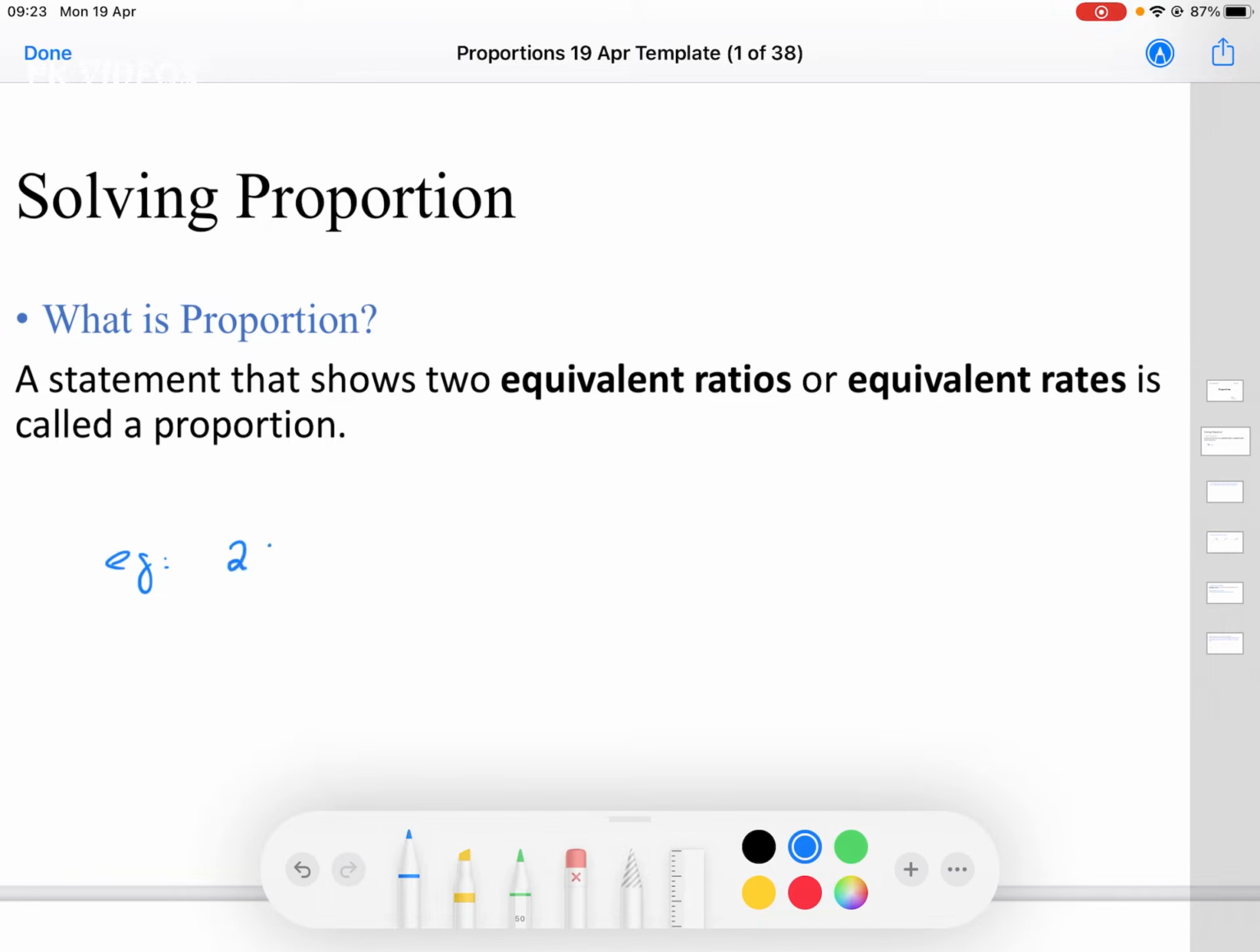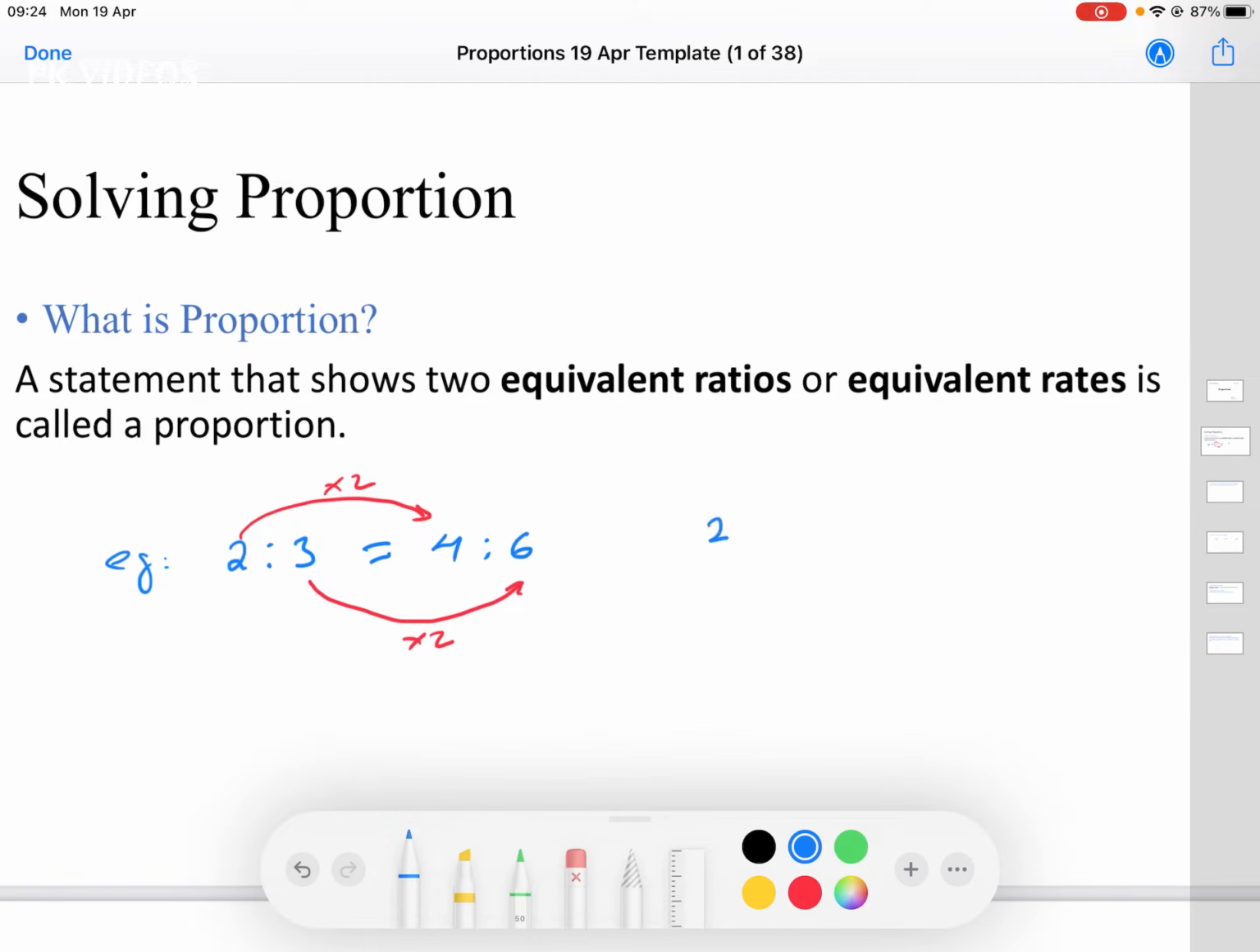Let us say a ratio 2 to 3. A ratio 2 to 3 is equivalent to 4 to 6. If you multiply the first term by 2, we get 4. And at the same time, if you multiply the second term by the same factor, 2, we get 6. Hence, they are equivalent rates or equivalent ratios.